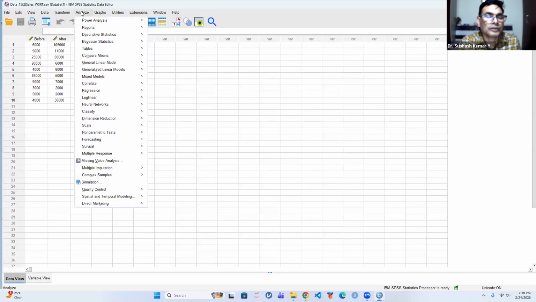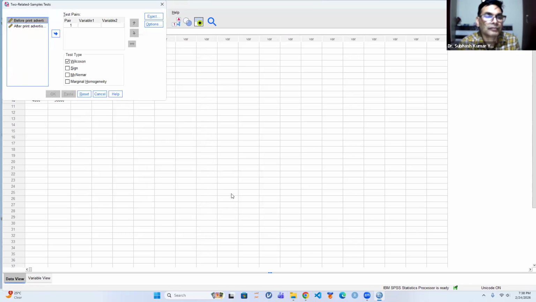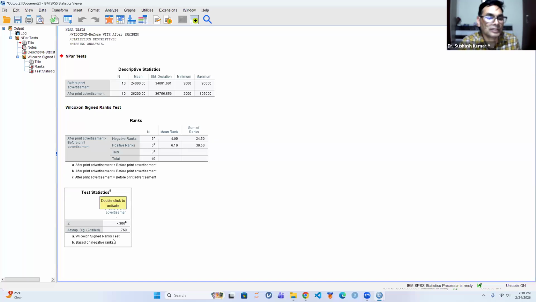Now you just go to Analyze, then Non-parametric, Legacy Dialogs, and there you will see Two Related Samples, because we are interested only in two. Otherwise, for more, we will opt for K Related Samples. So you just put one variable here, another variable here, and you can go for the options. Select Descriptive statistics, continue. Wilcoxon signed rank test is already ticked here by default. Just click on OK. So here you can see the values.